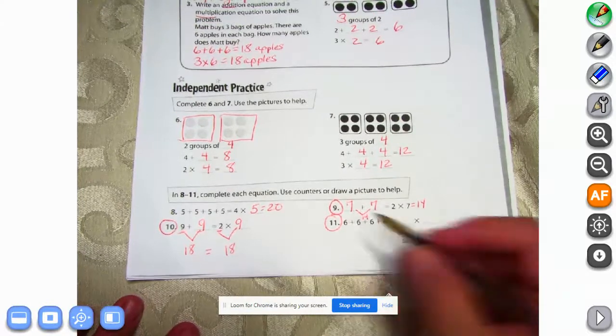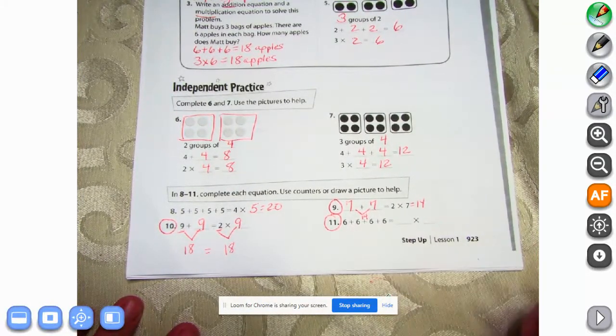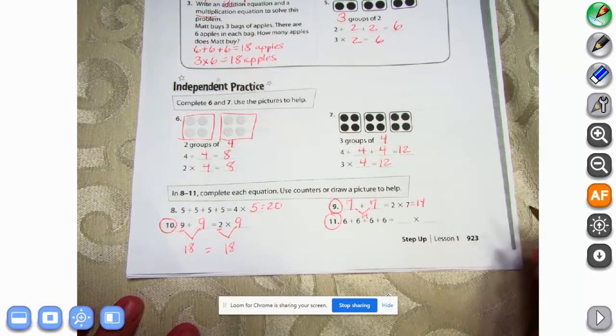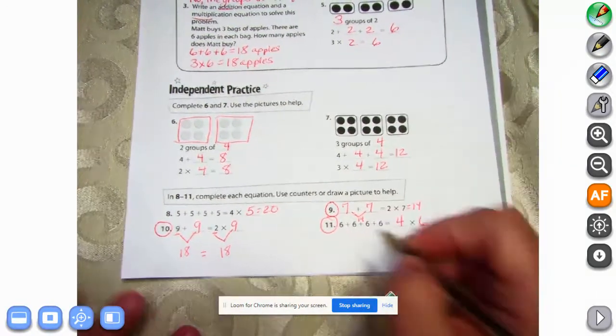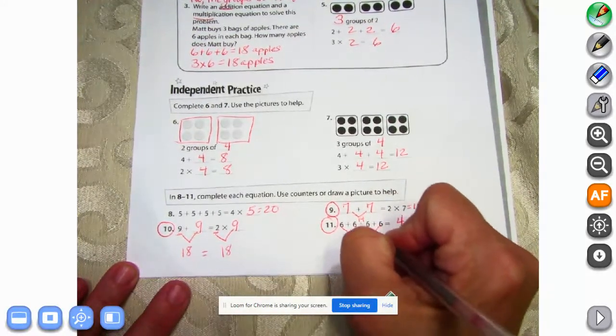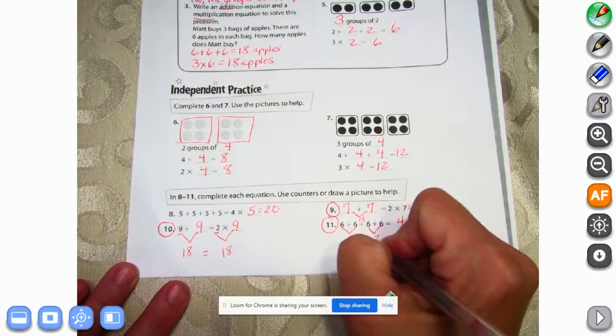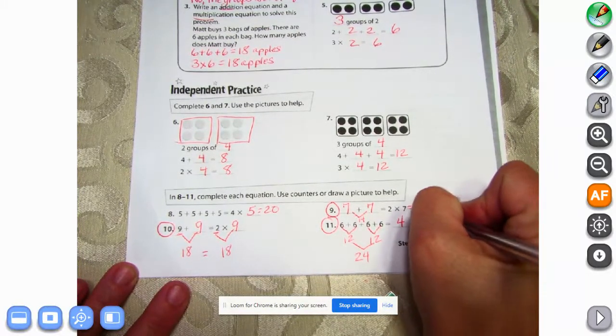So number 6, we see 6 plus 6 plus 6 plus 6. So how many groups of 6 do you see? Should see 4 groups of 6. And then let's look at 6 plus 6 is 12. And 12 plus 12 is 24. 4 times 6 is 24.